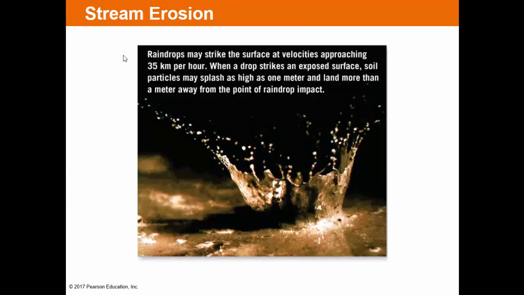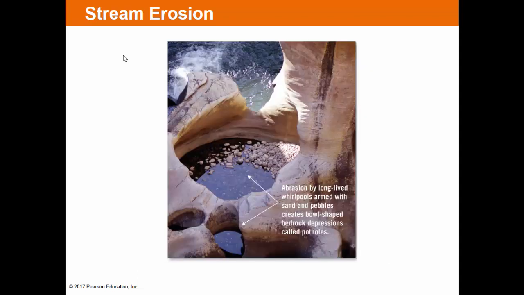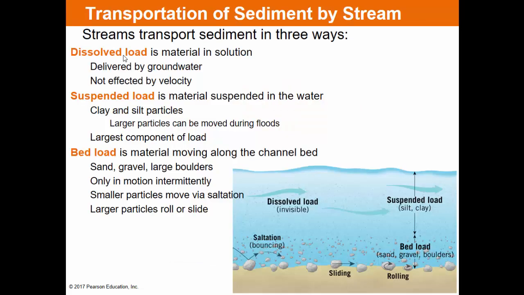So here are raindrops striking the ground at perhaps as high as 35 kilometers per hour, and all that's bouncing back up are particles of sediment that have been dislodged from the soil. Here's a stream bed that's moving through bedrock, but these smaller pebbles are actually abrading and cutting away at the stream channel, the bedrock stream channel. And sometimes they swirl around these spots and create what are known as potholes.